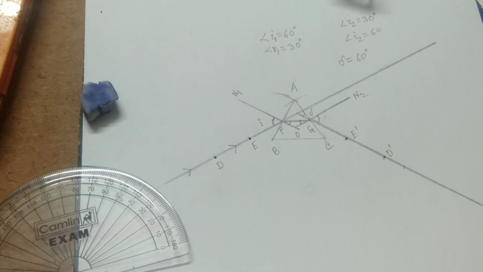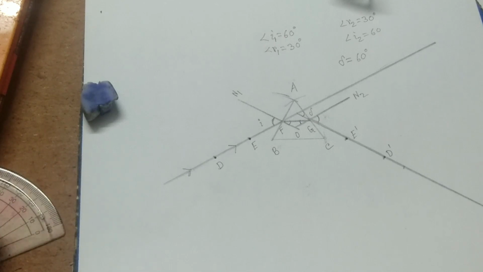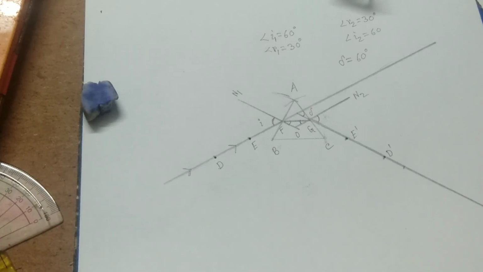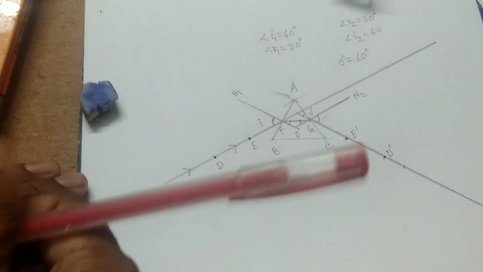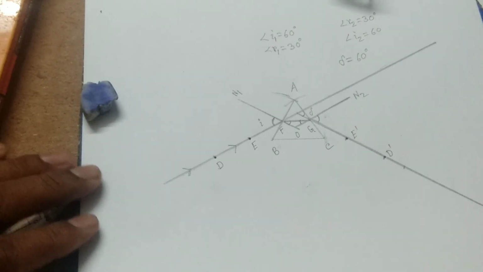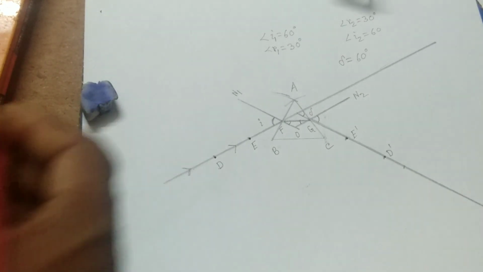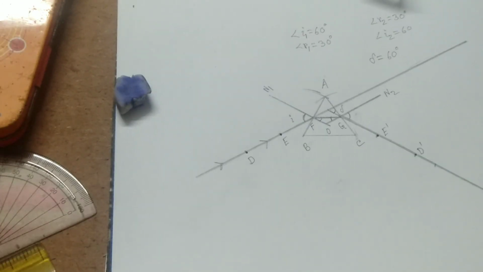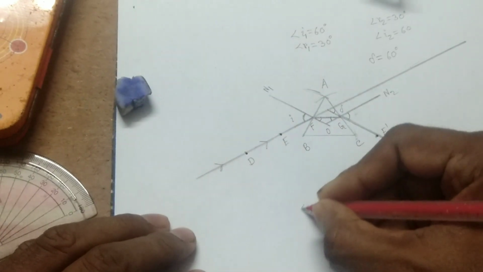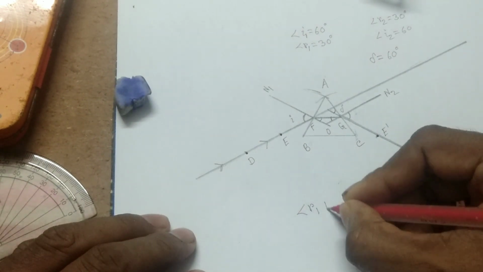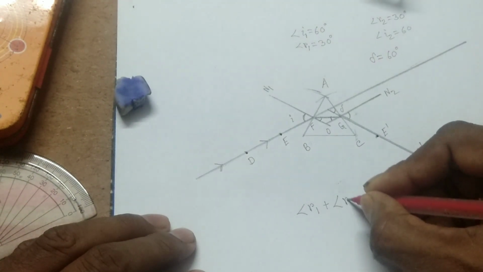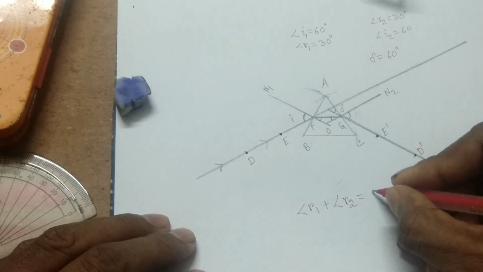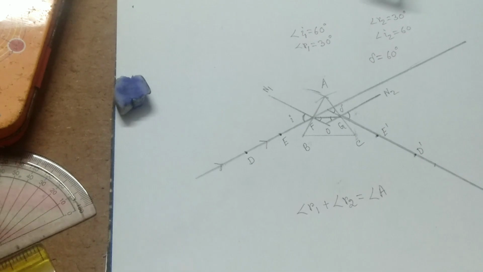We know that in deviation in a prism, angle I1, angle R1, we know that in angle of deviation in a prism, angle R1 plus angle R2 should be equal to angle of prism. Now let us check whether the angle of deviation in this prism is correct or not.